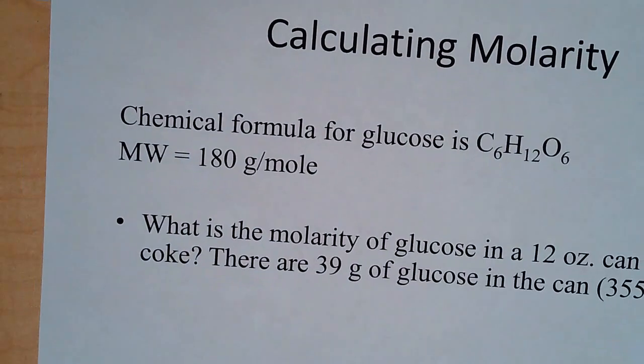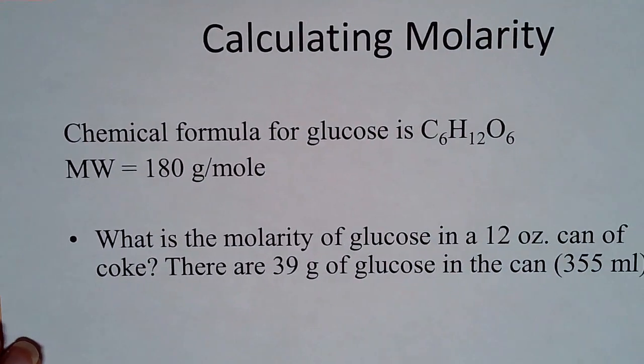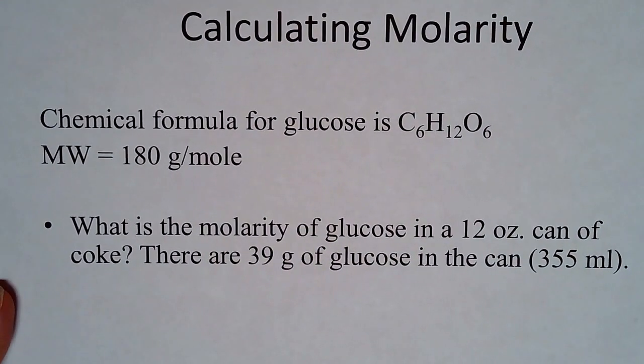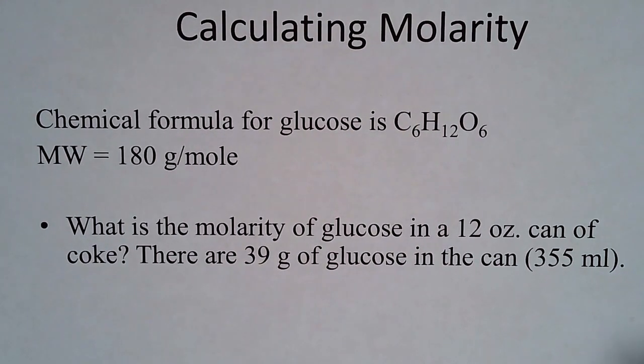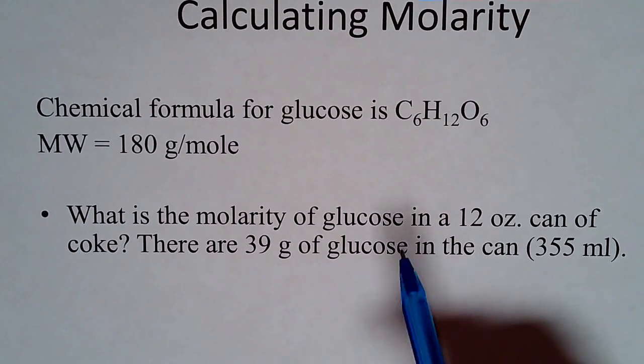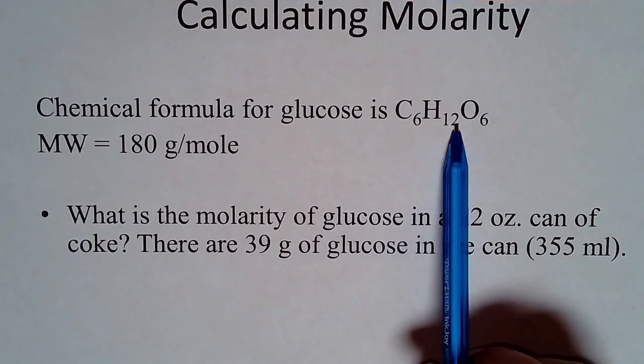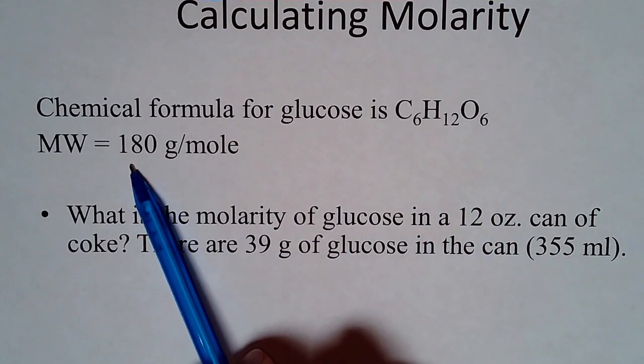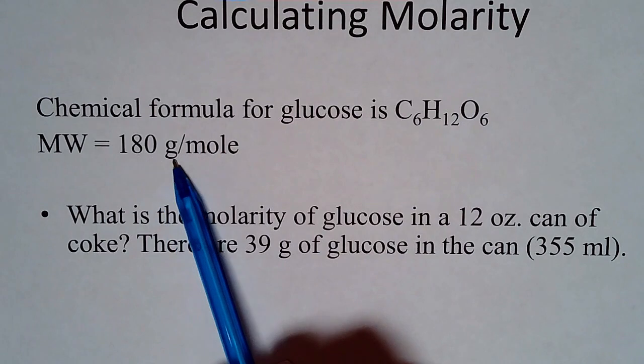Alright, you've worked with molarity before, but we're going to do one example of how to calculate molarity based on our solute and our solvent. Alright, so we're going to look at the molarity of glucose in a 12-ounce can of Coke. So glucose has the formula C6H12O6, and this is our molar mass, 180 grams per mole.